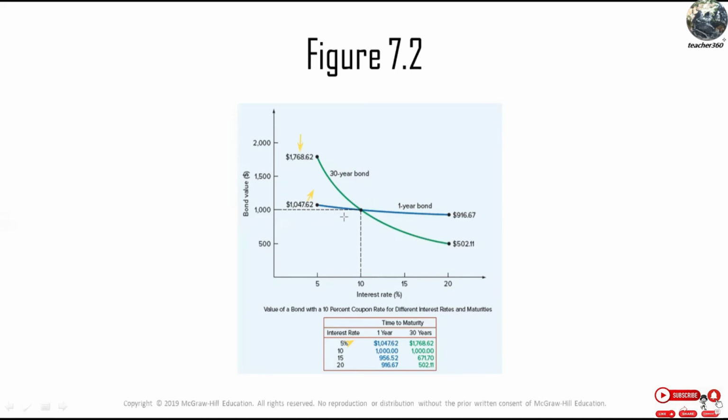When interest rate increases to 10%, then bond value in both cases decreases to $1,000. When it is 15%, the bond value for 1 year decreases to 956.52, and for the 30-year bond it decreases to 617.70. When interest rate increases to 20%, the change is also quite significant in the long-term bond, where the bond value decreases to 502.11. So here we can also see that the changes of interest rates are more sensitive for long-term bonds.